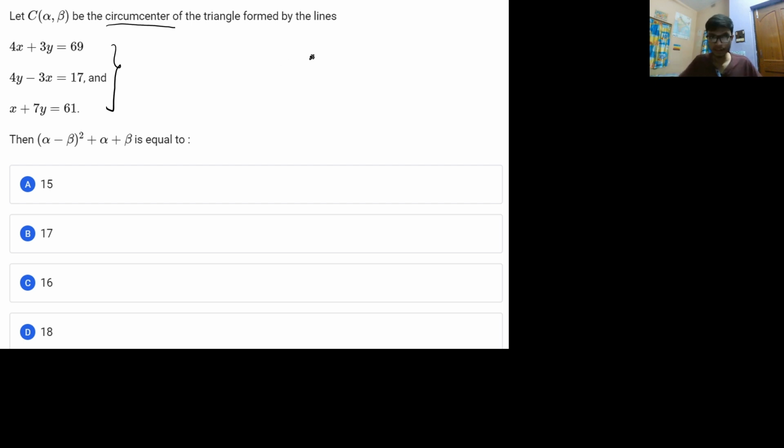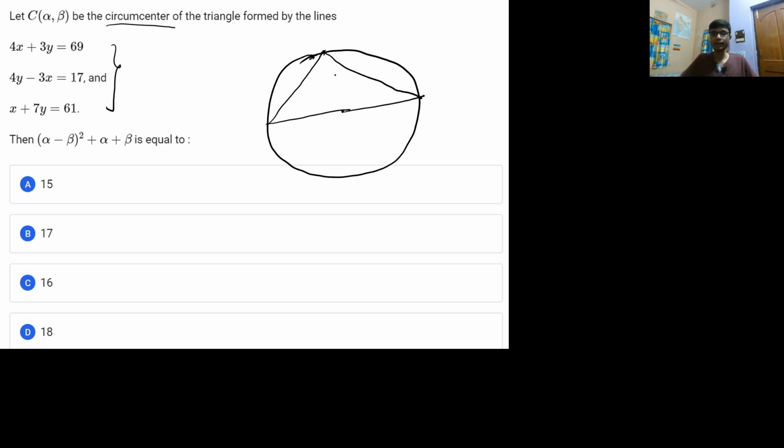Because in a circle, we must know all these geometrical things. If a line passes through a diameter of a circle, and for any point on this circle, the lines are joined and a triangle is formed, then this particular triangle will always be a right angle triangle.